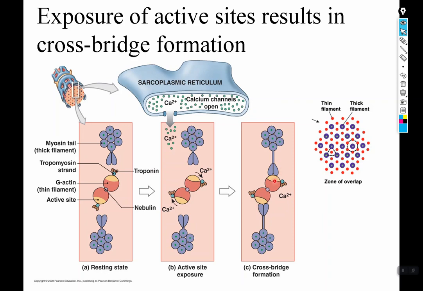And they're doing it on all sides. So there's a lot of cross bridges being formed, not just between one thick filament and one thin filament, but between many thick filaments and many thin filaments in the entire zone of overlap.